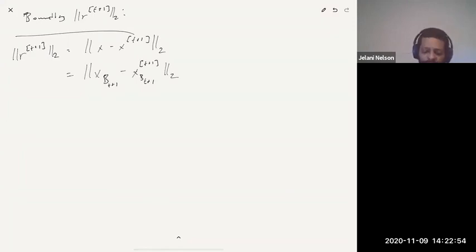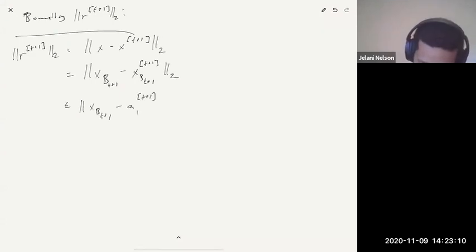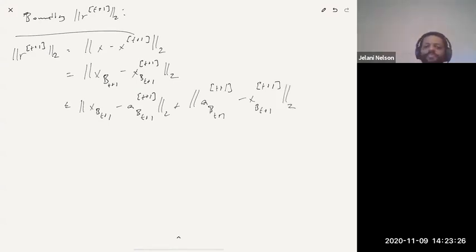And then now I'm going to insert the vector a, before I did the thresholding, and subtract it in, using the triangle inequality. So this is at most the norm of x_{B_{t+1}} minus a_{t+1} restricted to B_{t+1}, plus the norm of a restricted to B_{t+1} minus x_{t+1}.